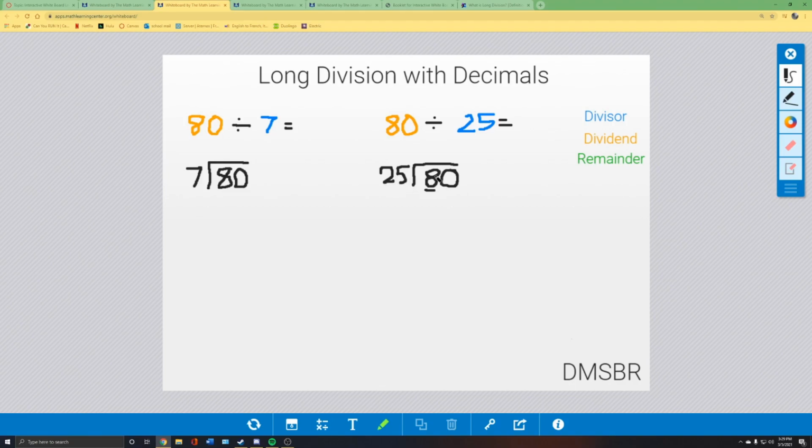So 25 and 80. 25 goes into 8 zero times, bring down the 0, and you're back to 80. You can typically skip this step once you get the hang of it, as a 0 is going to pop out at the beginning. 25 goes into 80 3 times. Multiply, we get 75. Subtract, we get 5. But 25 doesn't go into 5.